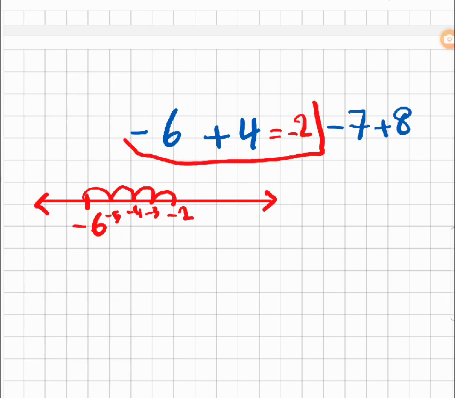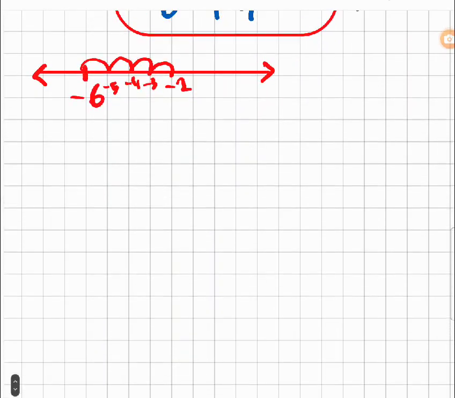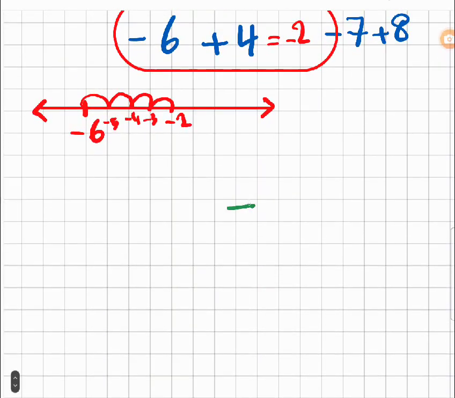By the way, you can reverse the numbers if you want. Negative 6 plus 4 is the same as positive 4 minus 6. But you don't have to put the positive in front. Now 4 minus 6, intuitively, you can see that this is going to be negative 2. Now what about negative 7 plus 8? That's equal to 8 minus 7, which is going to be positive 1. But let's use the number line to confirm it.